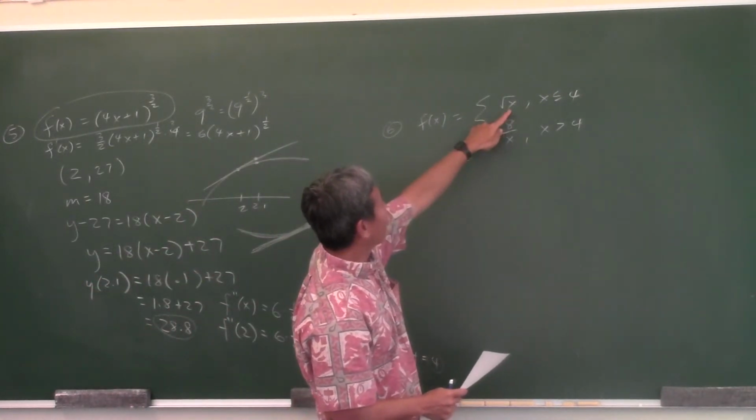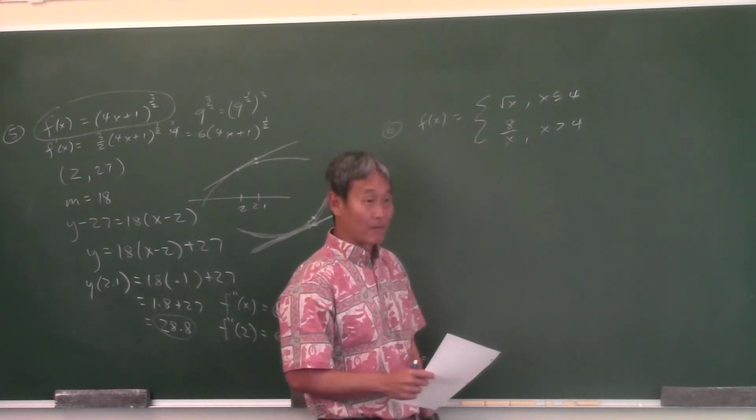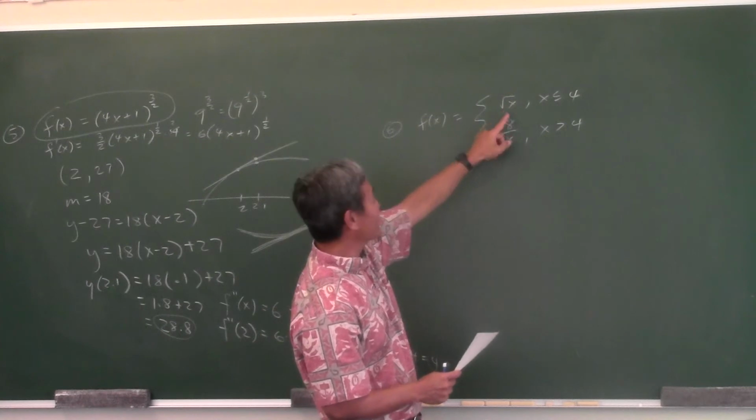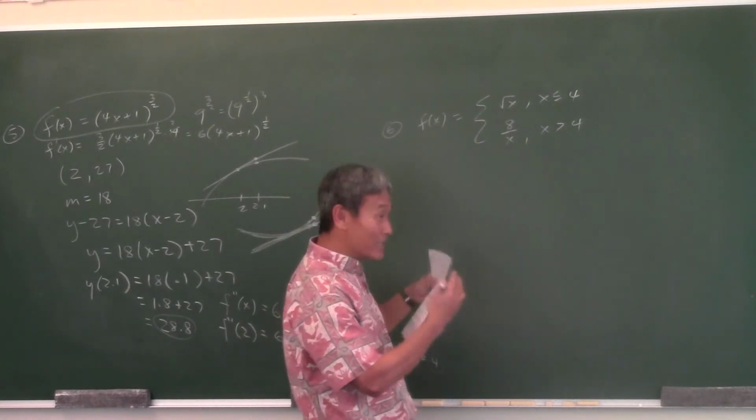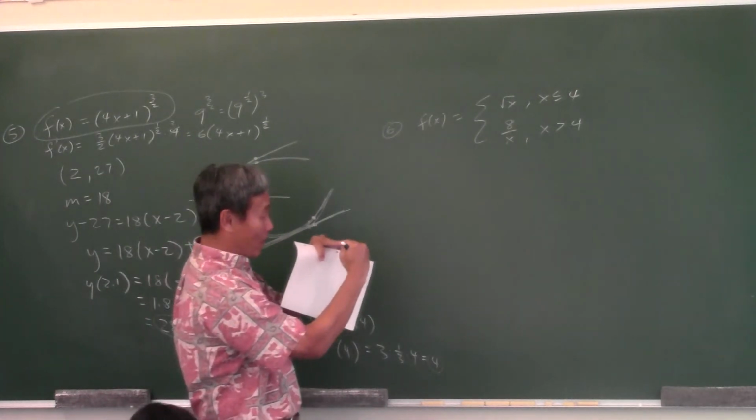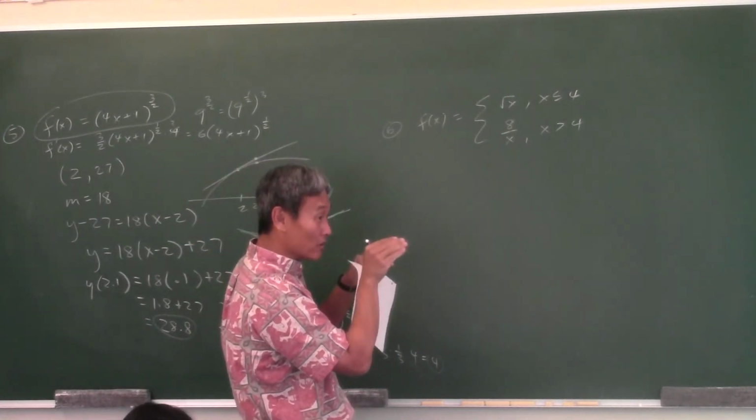Well, if I plug in 4 here and I plug in 4 there, do you get the same number? Yeah, square root of 4 is 2, 8 over 4 is 2. So it's continuous, but now the second question, is it differentiable? So we know that the graphs meet, but then is it smooth?